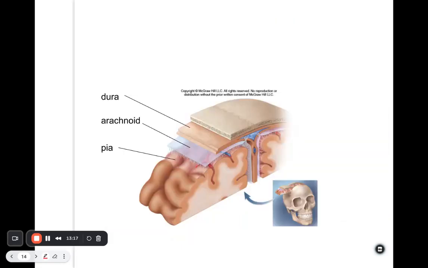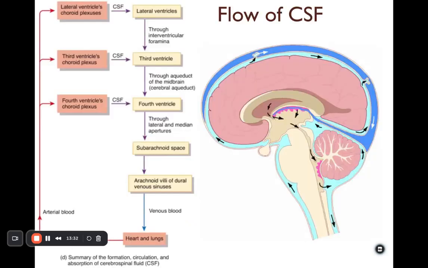So here's those 3, the dura mater, arachnoid mater, pia mater. So think of it like they're padding your brain. It's protecting your brain. So pia is closest to the brain, then arachnoid, then dura mater. Your brain floats around in cerebrospinal fluid. That cerebrospinal fluid circulates around your brain.